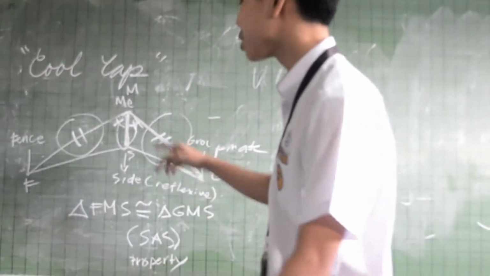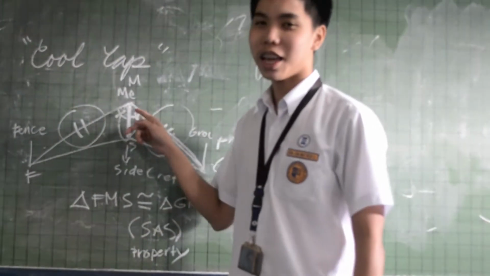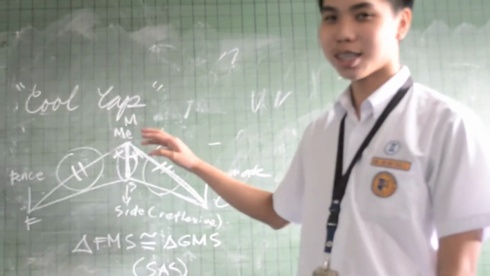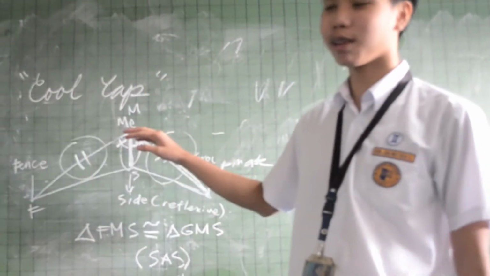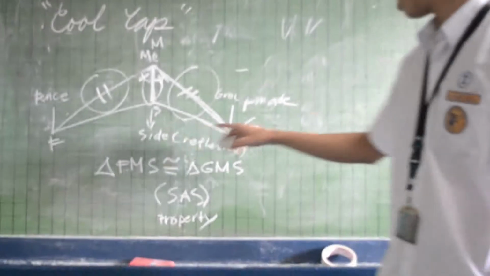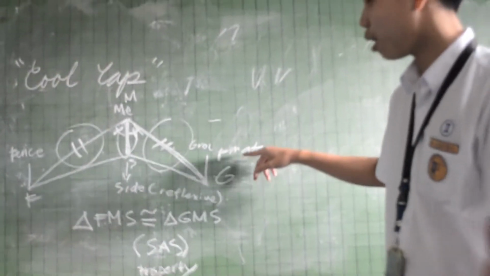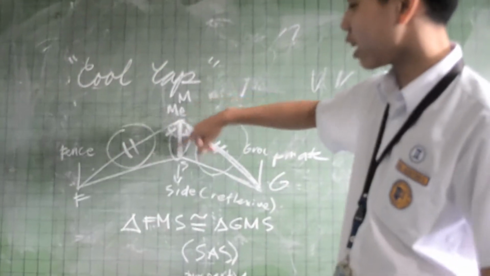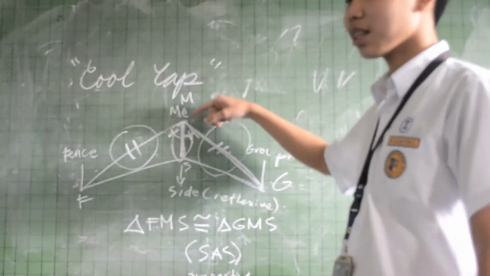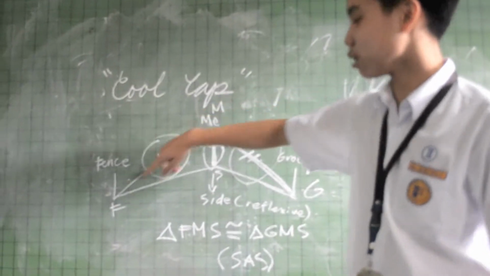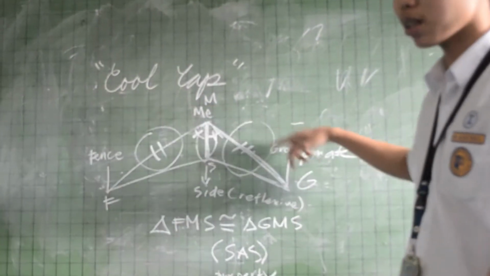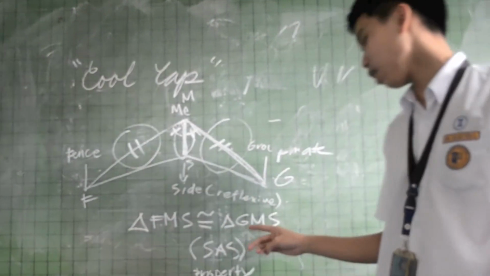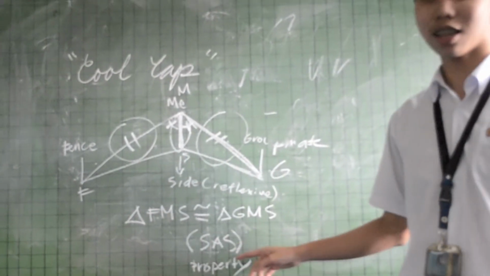So, this is me. I have the straight angle, and when I'm wearing a cap, it is the same angle, as it is the same perspective as the fence and my group mate. So it is the SAS property because, since it's exactly the same perspective, the sides are both the same and the angles are both the same. So triangle FMS is congruent to triangle GMS, which is the SAS property.